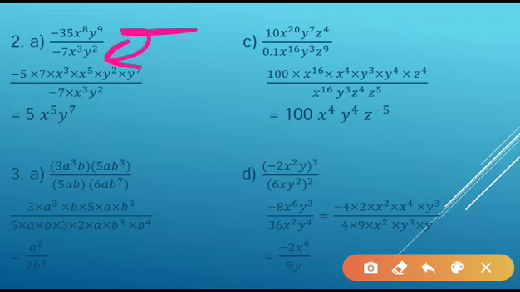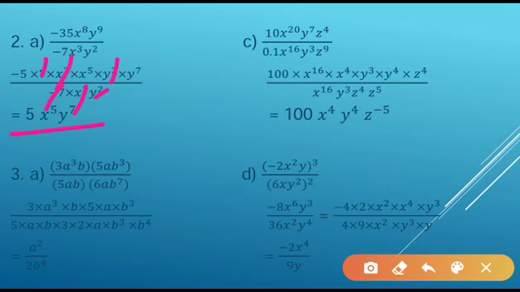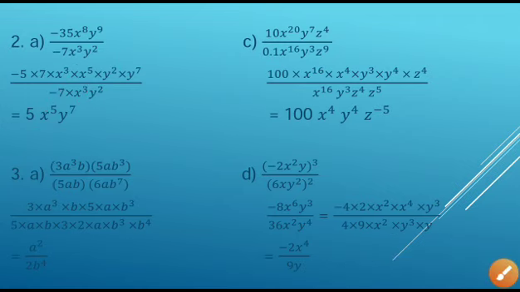X to the power 8 can be written as x to the power 3 into x to the power 5. Now y square I am expanding in terms of y square. Y to the power 9 can be written as y square into y to the power 7, and the denominator will be as it is. Now when you cancel it, minus minus will cancel, 7 will be cancelled, x cube will be cancelled, y square and y square will be cancelled. You will get your answer: 5 x to the power 5 y to the power 7.